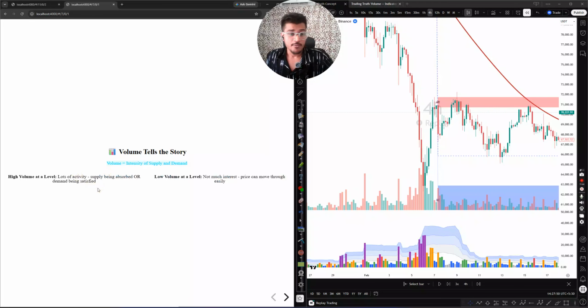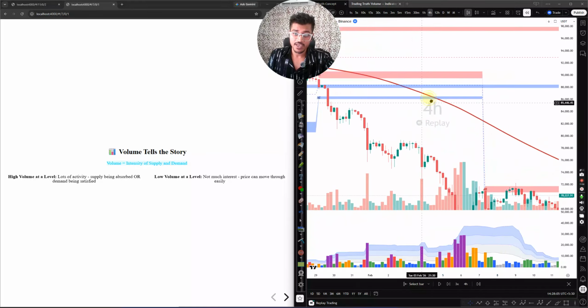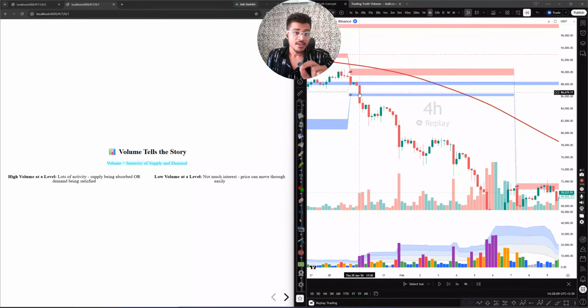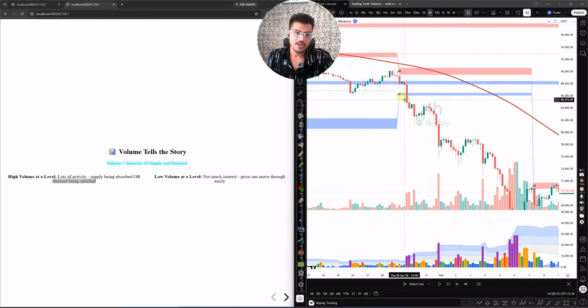When there is high volume at a level, there's lots of activity, meaning supply is being absorbed or demand is being satisfied. When there is strong volume here, it means there is a lot of trading activity, and supply is being absorbed or demand is being satisfied. So here basically demand is being satisfied. Meaning when the sellers are selling at higher prices, they are distributing to the normal public, who are buying.